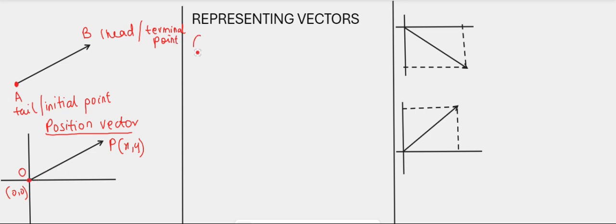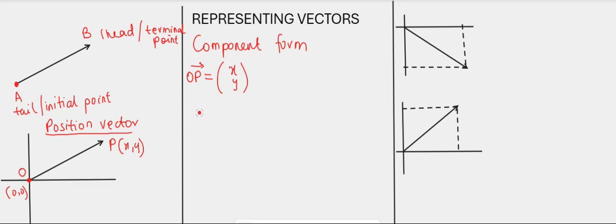Vectors can also be written in component form. The component form is what we call (x, y). It's a matrix, x on top, y down. x represents the x coordinate, y represents the y coordinate. So we can write our vector OP is equal to (x, y).